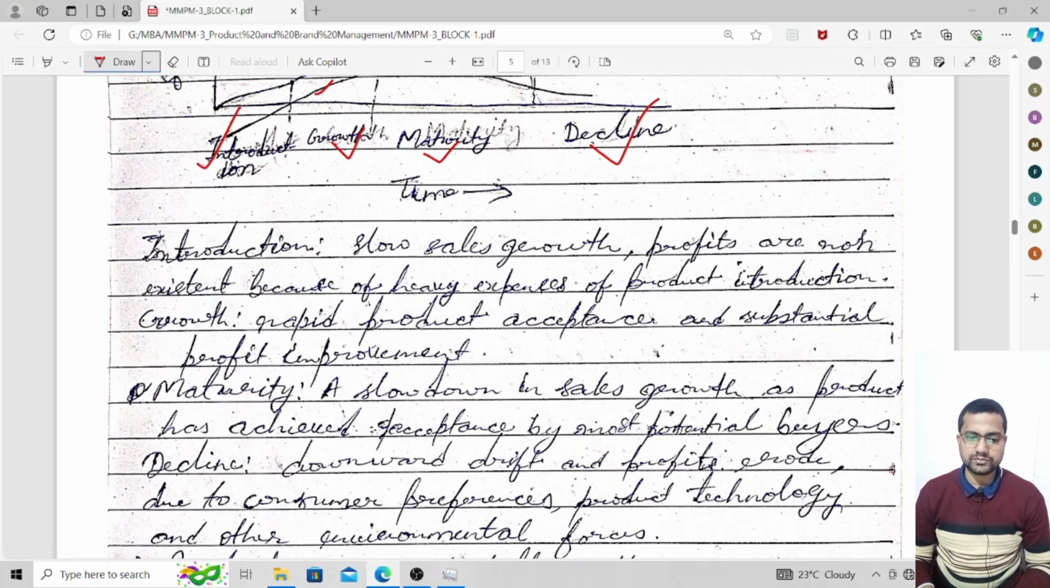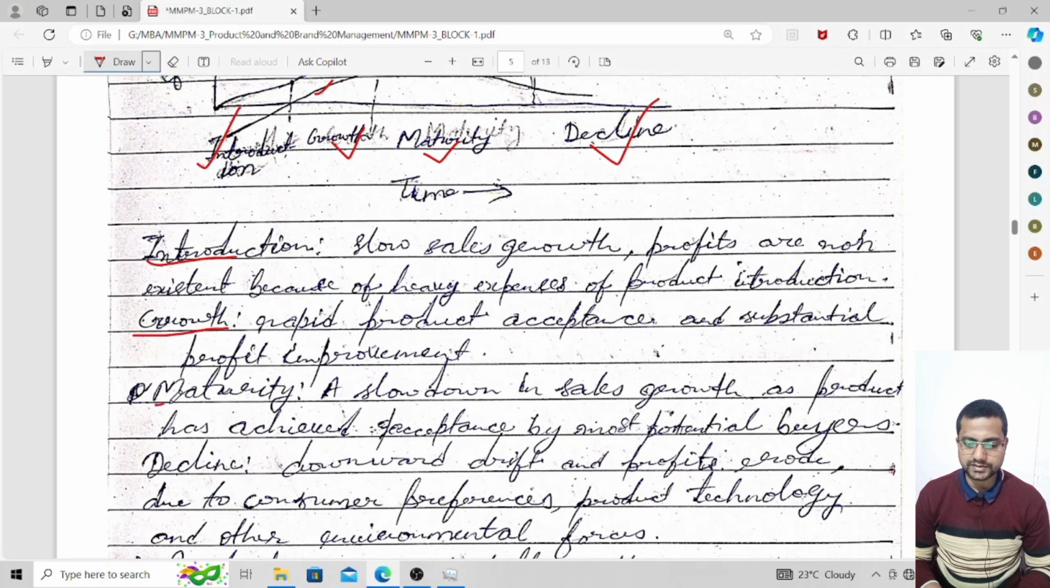The second one is the growth stage. In the growth stage there is rapid product acceptance and substantial profit improvement. It means customers start to accept the product in the growth stage, so that's why it says rapid product acceptance and substantial profit. If customers are accepting the product, there will be an increase in profit.